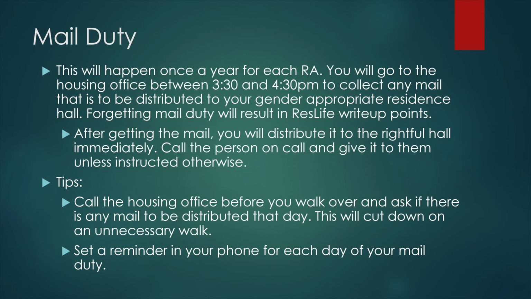Next, we're going to talk about mail duty. This will happen once a year for each RA. You will go to the housing office between 3:30 and 4:30 p.m. to collect any mail that is being distributed to your gender-appropriate residence hall. Forgetting mail duty will result in ResLife write-up points. I cannot stress enough that you need to come between 3:30 and 4:30. If you come before then, the mail may not be ready. If you come after then, we're probably going to be closed.